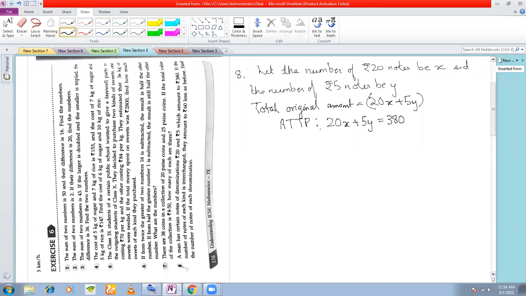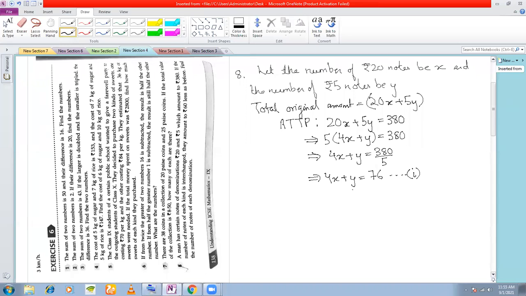Okay. So now we can take out a 5 here, the common factor, we get 4X plus Y is equal to 380 by 5. Means you get 4X plus Y is equal to 76. We call this equation number 1. This is the first simultaneous equation that I have formed with the help of the first information given, that the amount amounts to rupees 380.